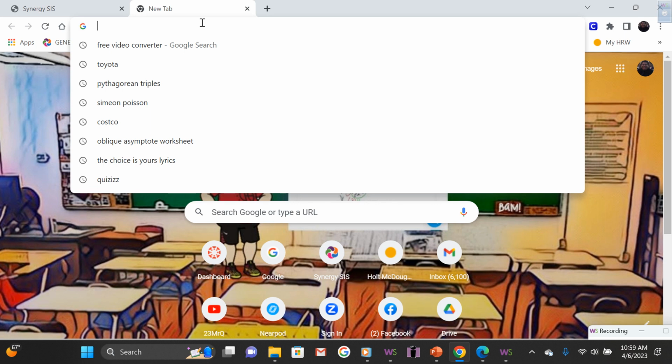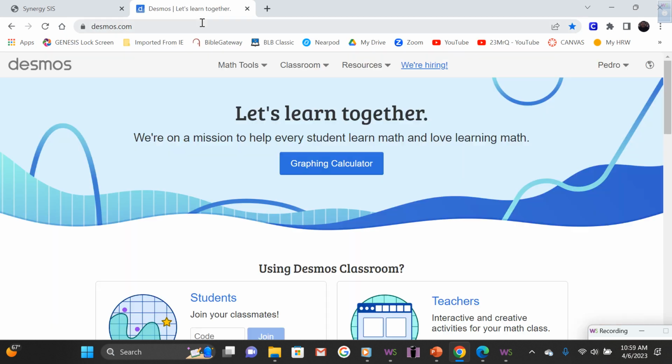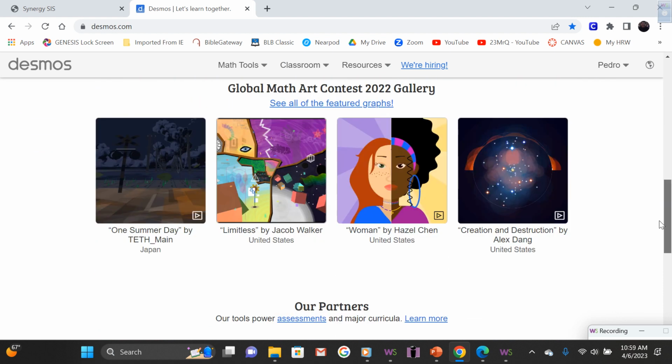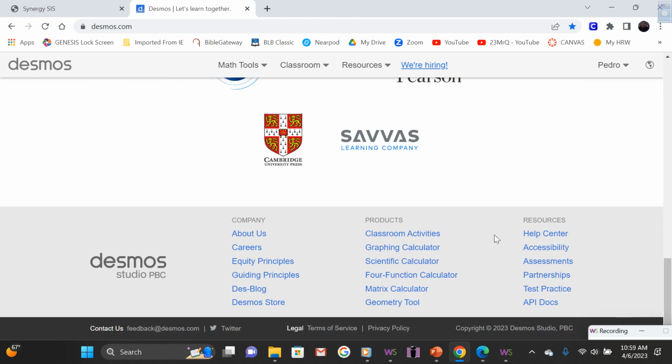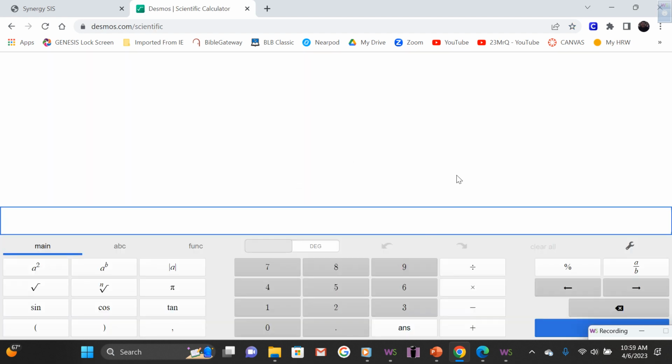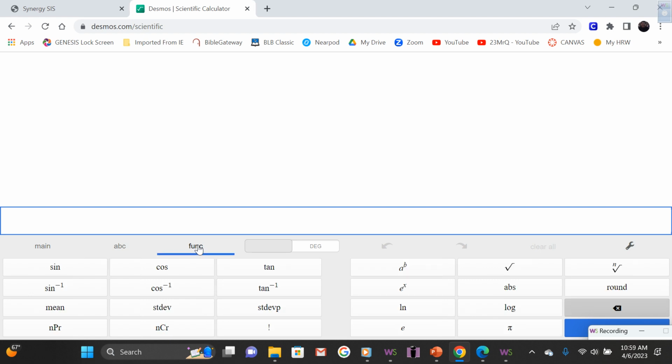All right, let's go to Desmos. Desmos, I want you to scroll down all the way. We're going to scientific calculator down the center and the end. So we had log 3 over log 2. Is that correct? So let's go here where it says mains. Is everybody there? Scroll to the right till you get to function. Click on function. Look for log.